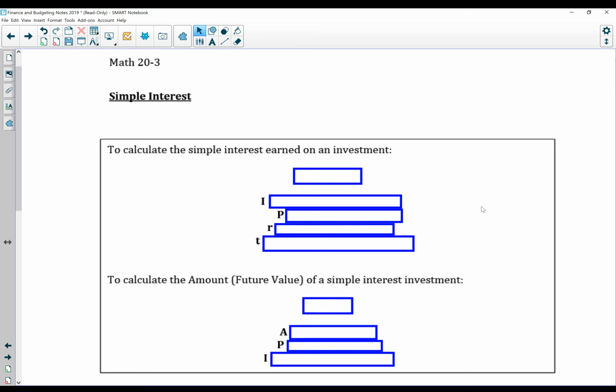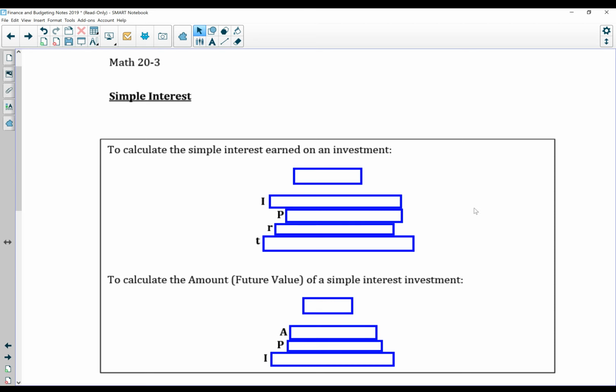Okay, here's the second video for lesson 6. We're going to start to talk about something called simple interest now. Simple interest is money earned on an investment, but it's calculated in a straightforward way. You take your initial amount, your principal, multiply it by your interest rate and by how long that interest rate applies, and then you get an amount.